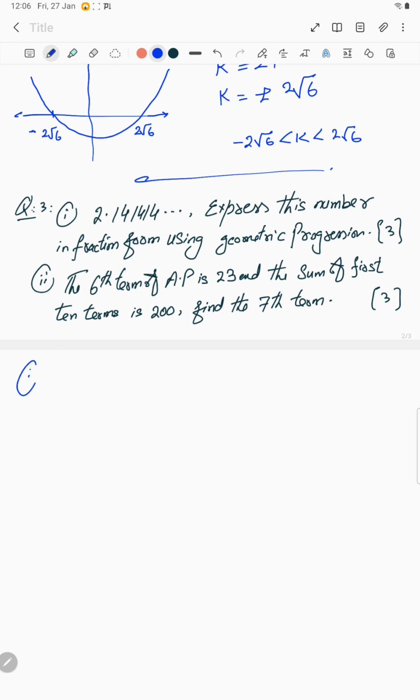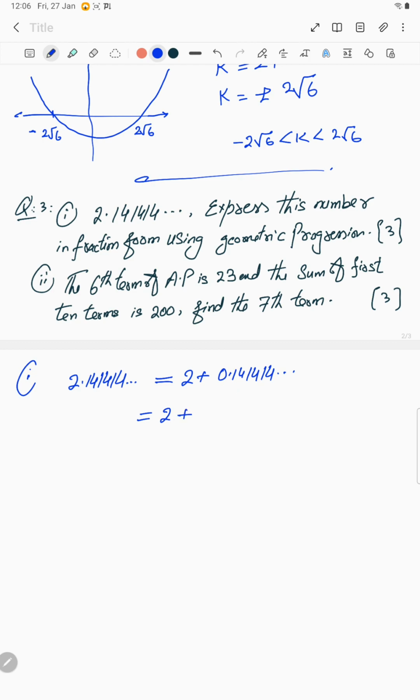For the first part, you are given the number 2.141414 and so on, a recurring number. So which number is going to reoccur? That is 2 plus, I can write, 0.141414 and so on. So let the 2 be here.